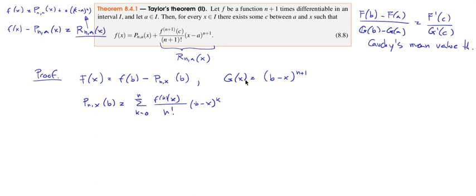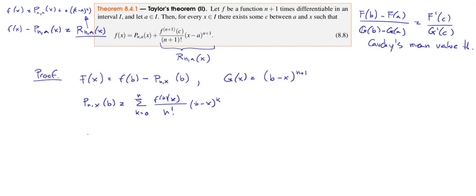Also, F and G are differentiable in this interval around a, right, because this is just a function of the derivatives of f, and this is a polynomial, so this is going to be differentiable everywhere, right?